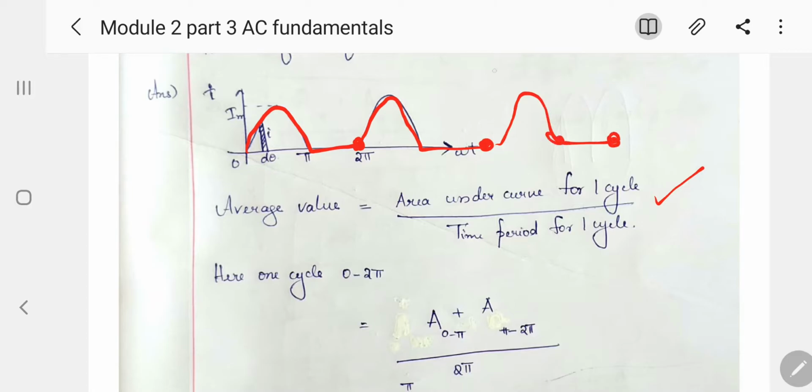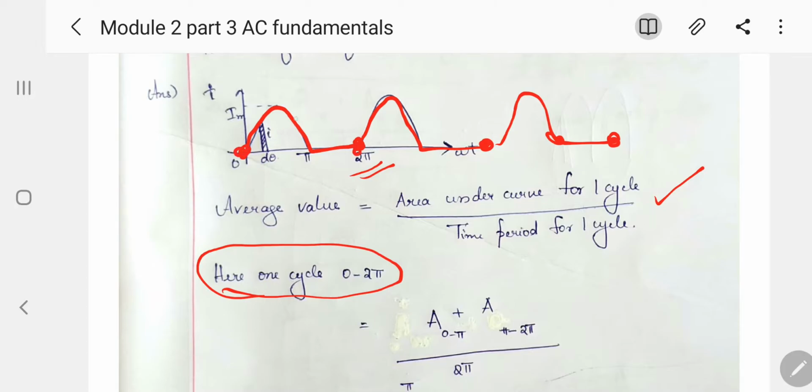Only the positive half cycles are there, and in the negative half cycles the values are 0. So where is it being repeated? It is being repeated at 2 pi. The waveform shape is repeated at 2 pi. So one cycle is from 0 till 2 pi. Now we are going to find the average value. What is the average value? Area under the curve for one cycle, which means you have to find the area from 0 till 2 pi.